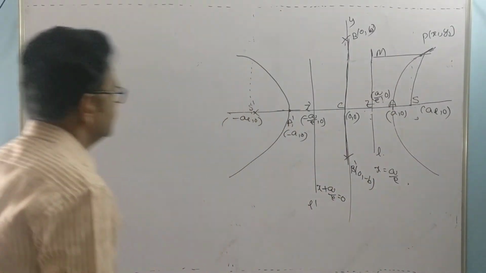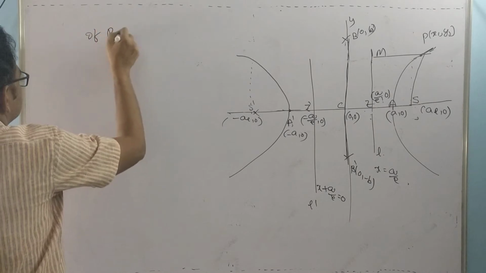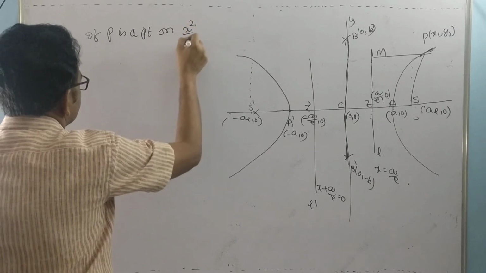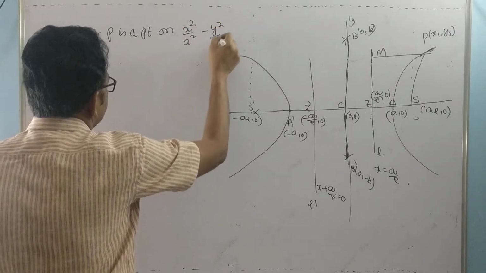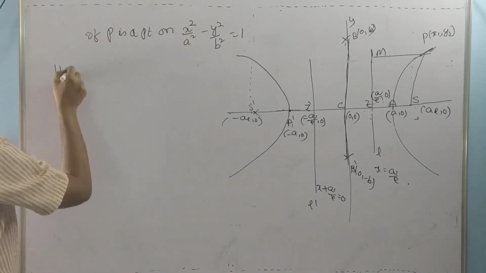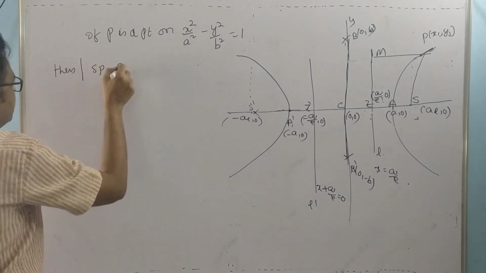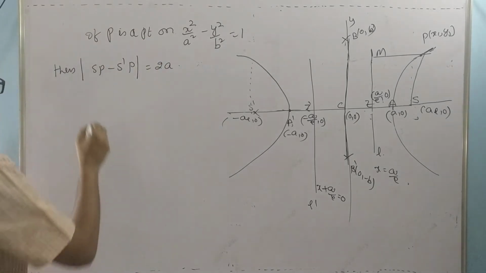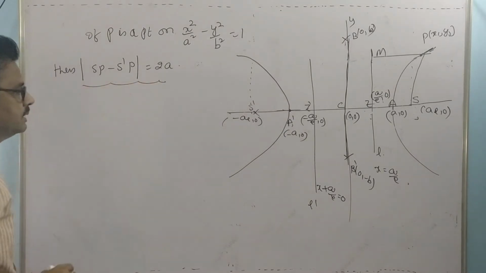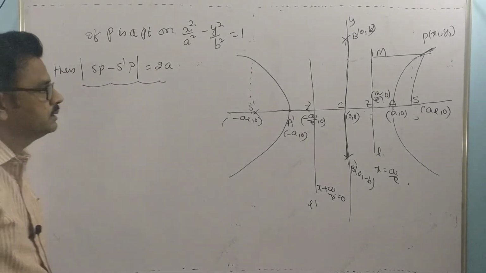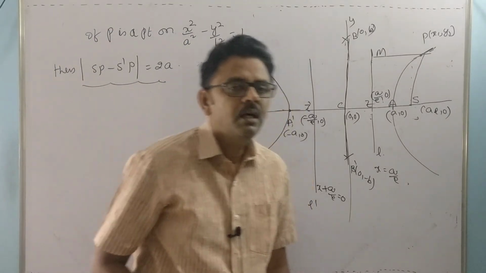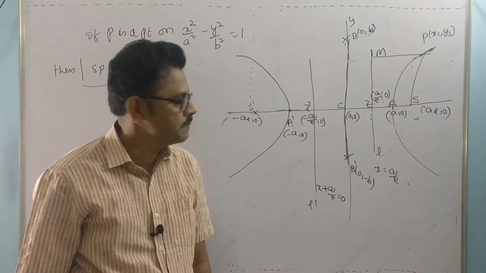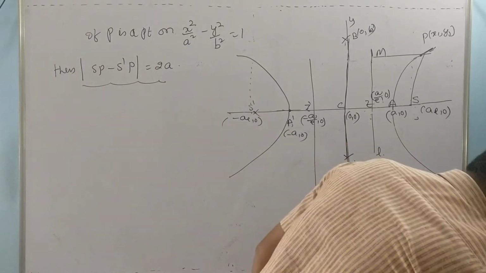Next point: if P is a point on the hyperbola x square by a square minus y square by b square equal to 1, then mod of SP minus S dash P is equal to 2a. That means the difference of the focal distances of any point on the hyperbola is equal to the length of the transverse axis.